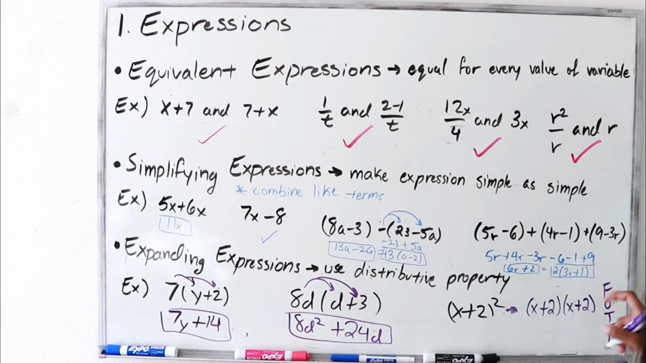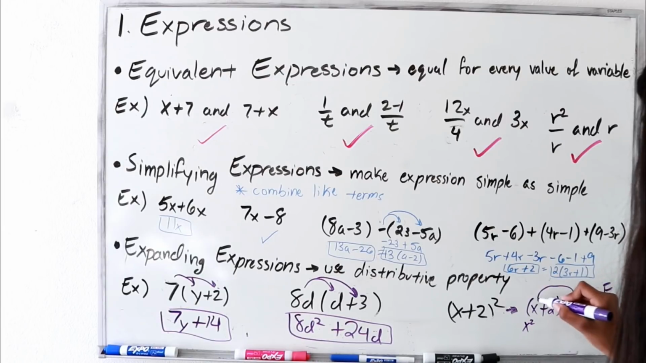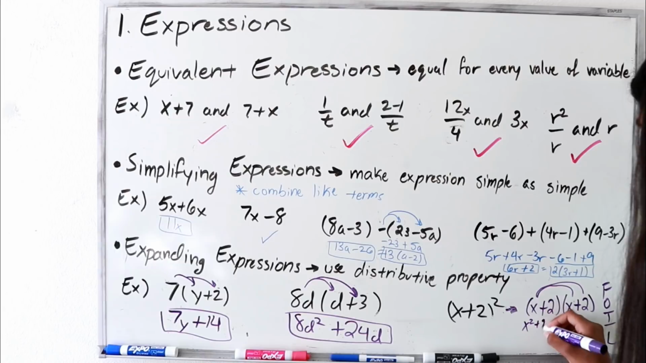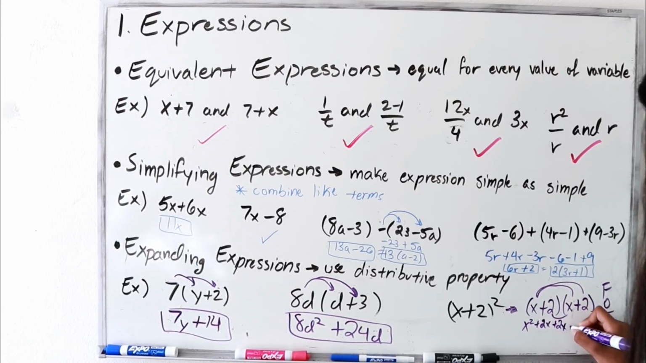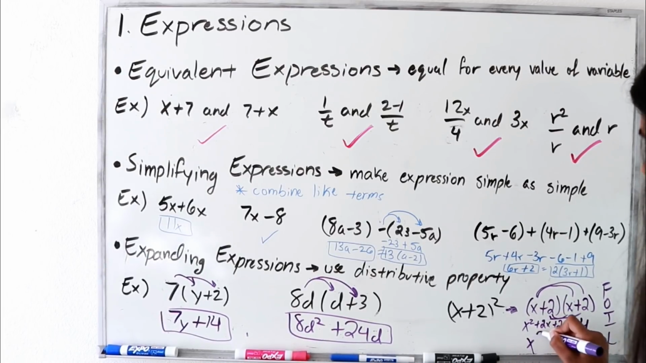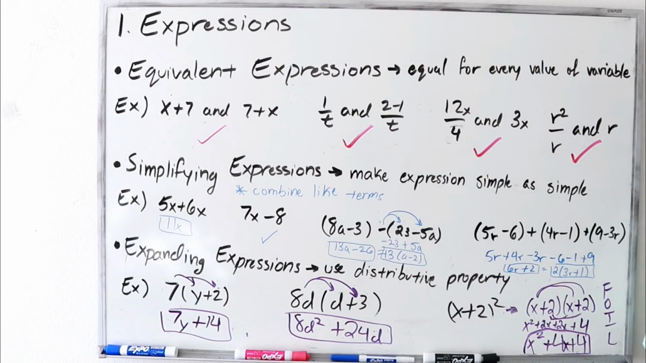FOIL. So that means first, which is going to be x times x, x squared. Then outside, which is going to be x times 2, so it's going to be plus 2x. Then we do the inside, 2 times x, and then finally last, 2 times 2, which is going to be plus 4. Then combine like terms, and we get x squared plus 2x plus 2x plus 4. So our answer is x squared plus 4x plus 4, and that is our expanded expression.